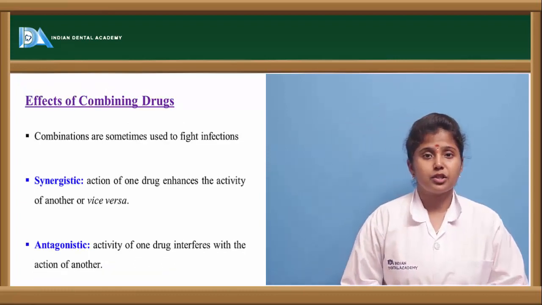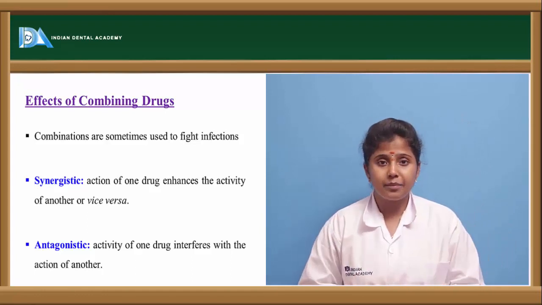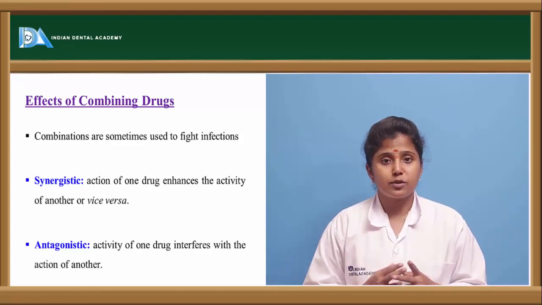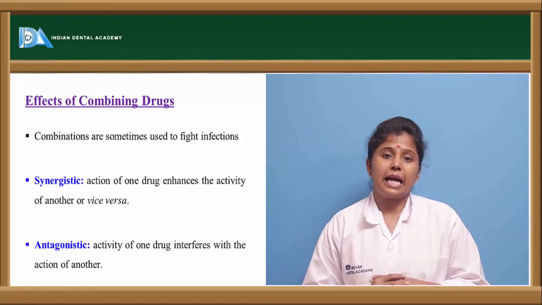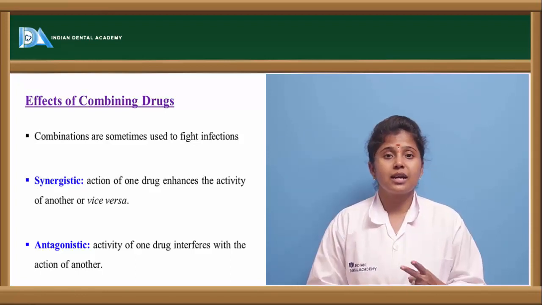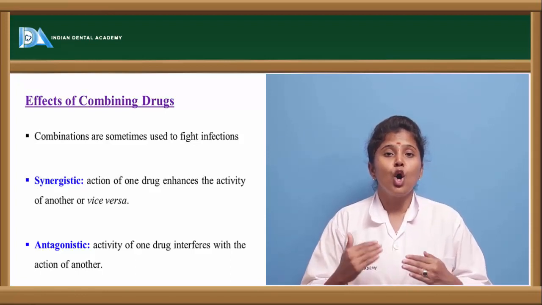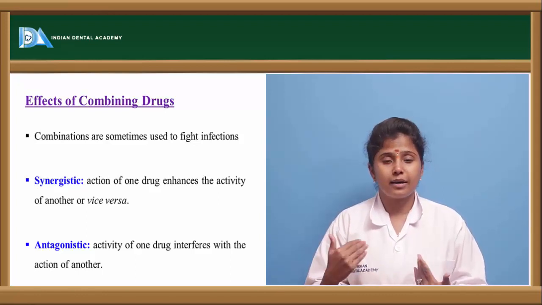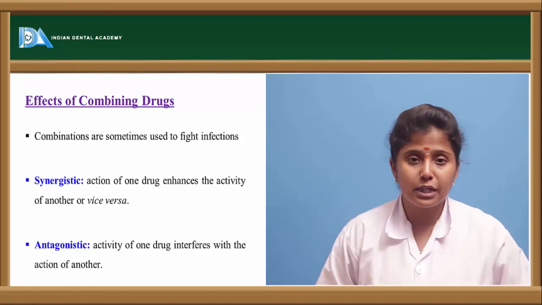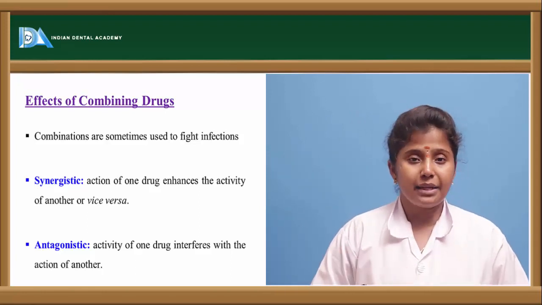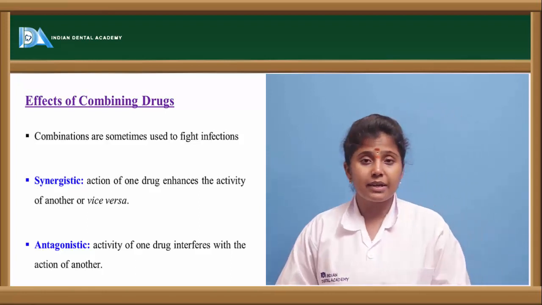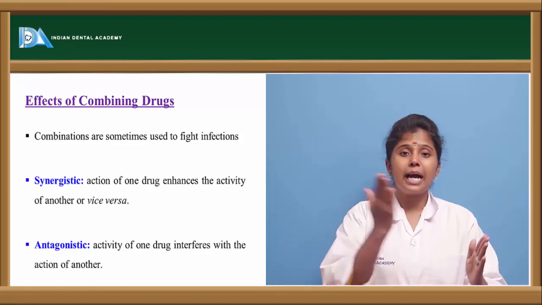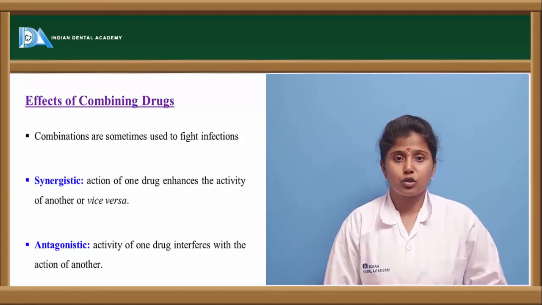Effects of combination. If we combine two antibiotics, then it shows two types of effects: synergistic effect and antagonistic effect. Synergistic effect means that on combination of these two drugs they show more antibiotic effect. And the antagonistic effect is when one drug will antagonize or oppose the action of the other drug.